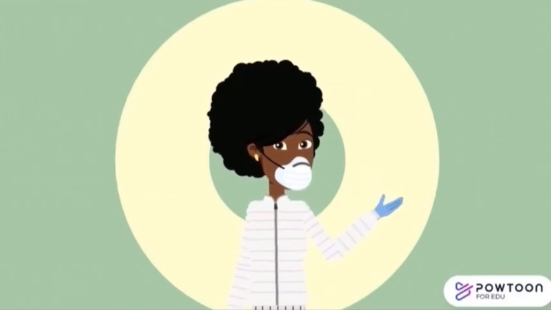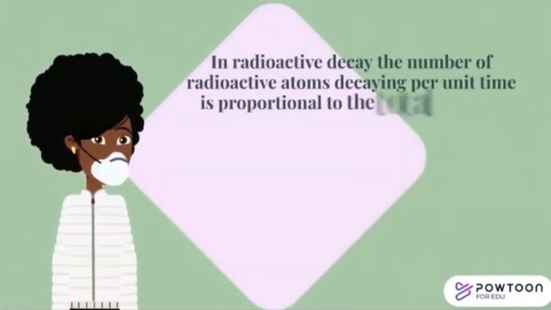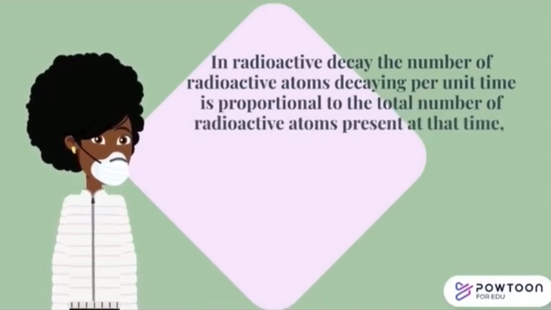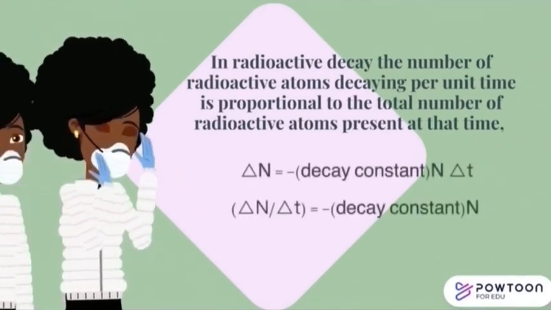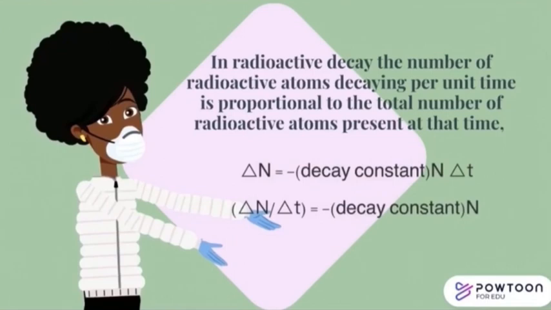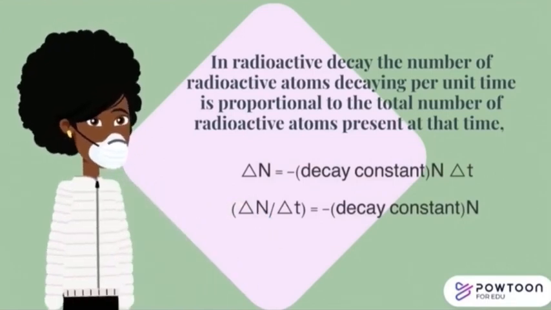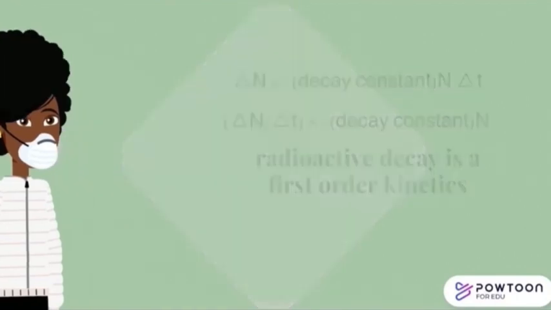In radioactive decay, the number of radioactive atoms decaying per unit time is proportional to the total number of radioactive atoms present at that time. And as you can see here in the equations, since the decay rate is proportional to the first power of radioactive atoms present, therefore radioactive decay is first-order kinetics.